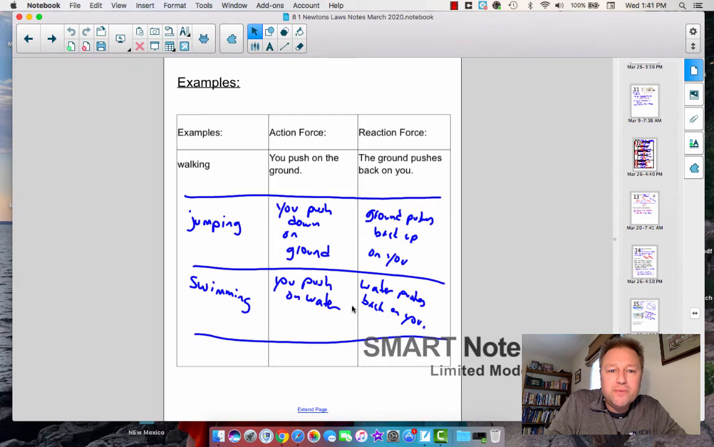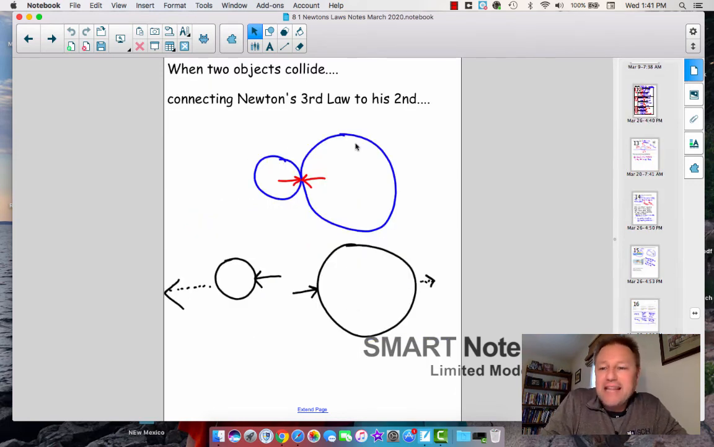Here's a couple examples. We talked about jumping or swimming, or walking. You move around because you push on the ground and the ground pushes back on you. That's how you move anywhere. The last slide was just this idea. Two objects, again, using kind of the same arrows and circles that we had used before. If an object creates a force onto a second object, that second object creates an equal and opposite force back on the first. What happens to those objects, though, is different.